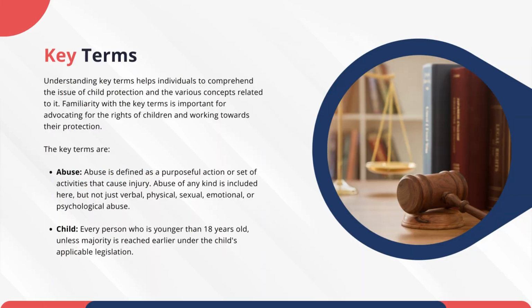Key terms. Understanding key terms helps individuals to comprehend the issue of child protection and the various concepts related to it. Familiarity with the key terms is important for advocating for the rights of children and working towards their protection. The key terms are: abuse. Abuse is defined as a purposeful action or set of activities that cause injury. Abuse of any kind is included here, not just verbal, physical, sexual, emotional, or psychological abuse.